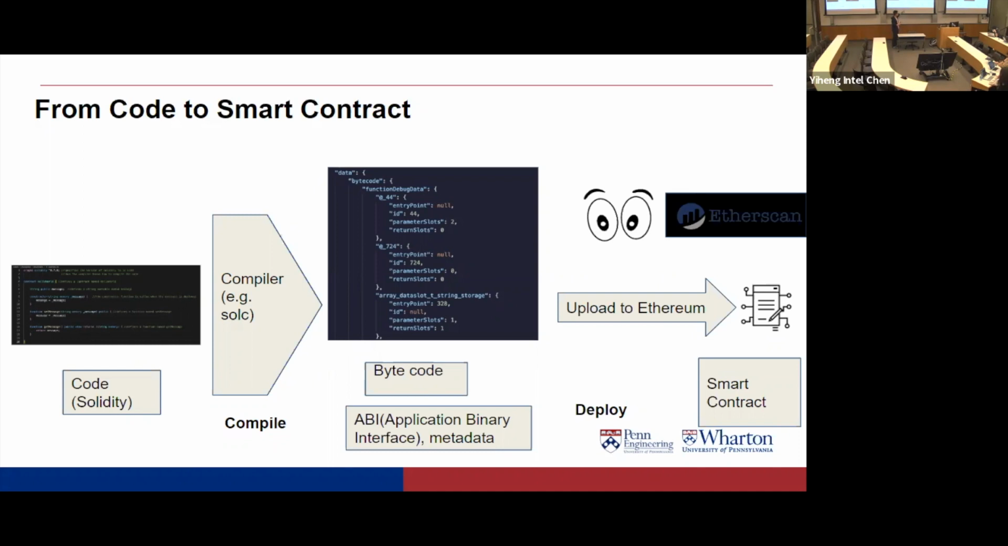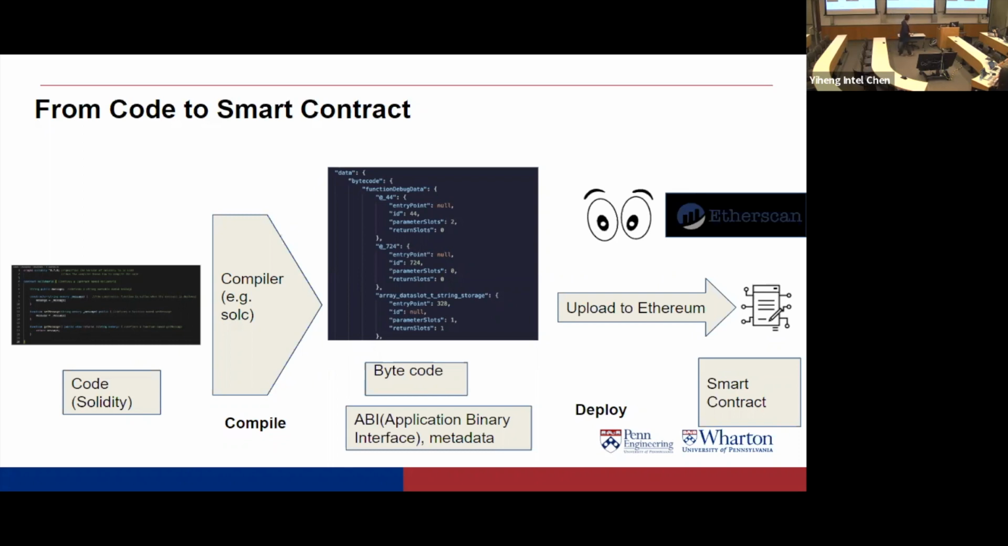So for both API and metadata, it's optional whether you want to publish them to Ethereum, whether you want to let the public know, or you can just hold on to it by yourself and not let everyone know. But then people wouldn't know what this smart contract is about. People wouldn't be able to talk to the smart contract.